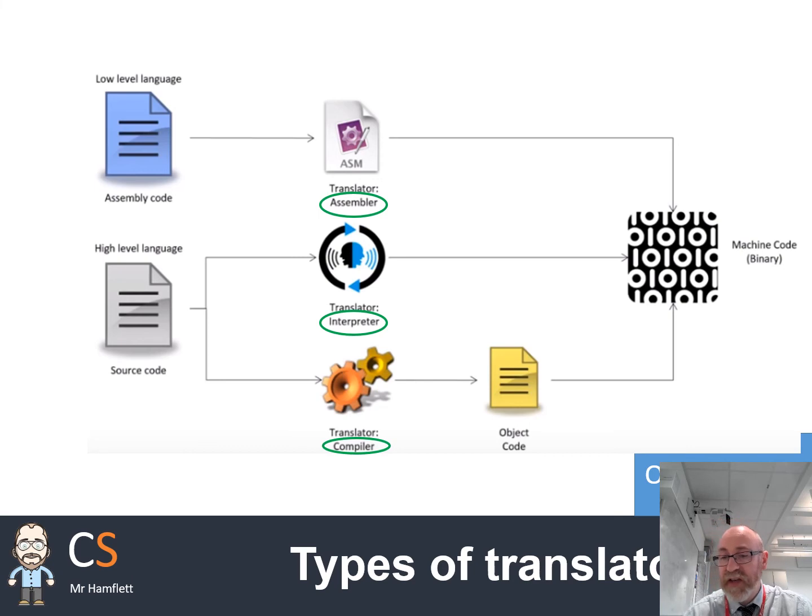When you translate source code into machine code, there are three main ways of doing it. We have assemblers, we have interpreters, and we have compilers. Each one of those will do it ever so slightly differently, and we use them for different purposes and reasons.